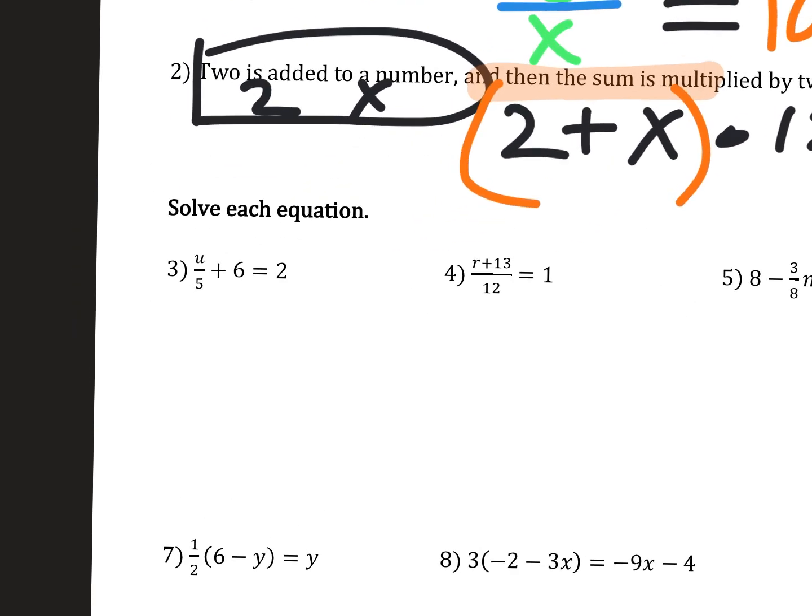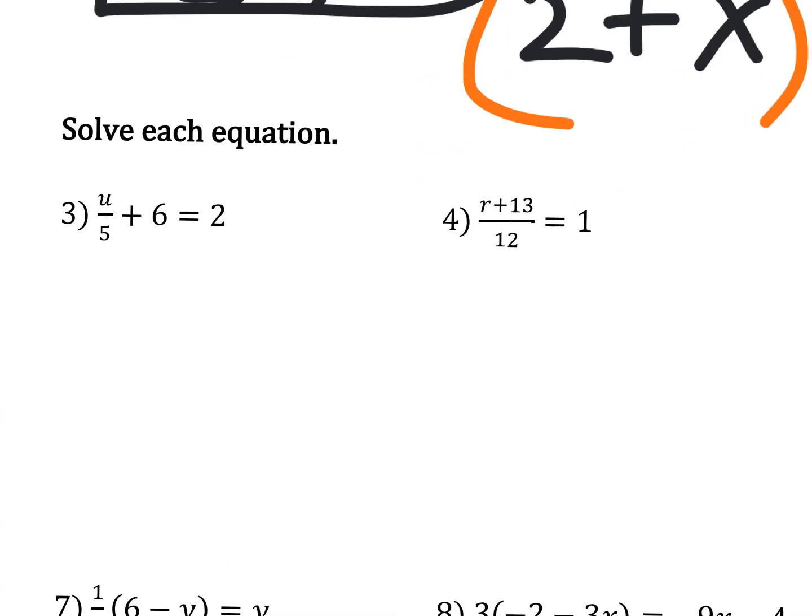All right. Any questions about number 2? All right. I know I'm cracking myself up.